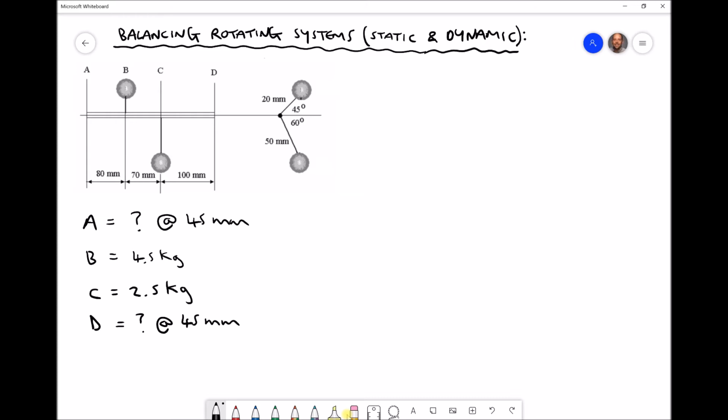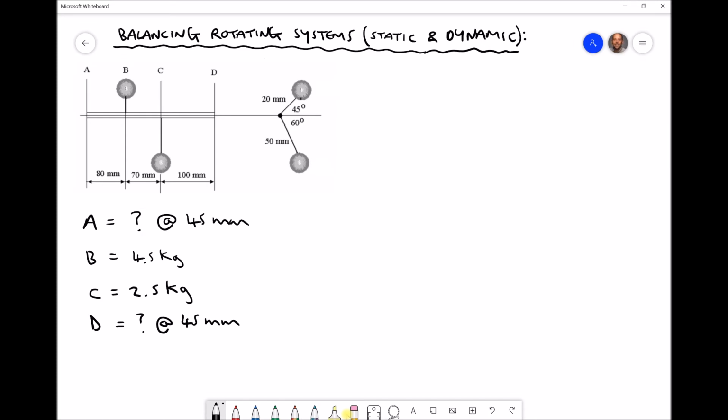We can see that B is placed 80 millimeters from the far end, or point A, and we can see that C is positioned 150 millimeters. We have 80 millimeters plus 70 millimeters, again from point A. Now, what we need to do in this instance is we need to add 2 additional masses. We need to add a mass in plane A, and we need to add a mass in plane D. And we need to position them such that we achieve static and dynamic equilibrium.